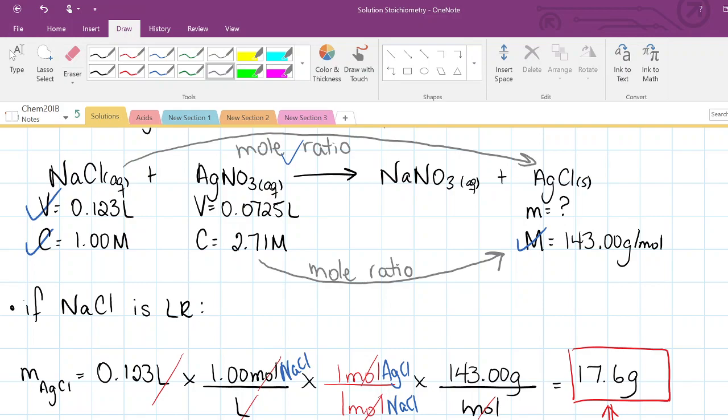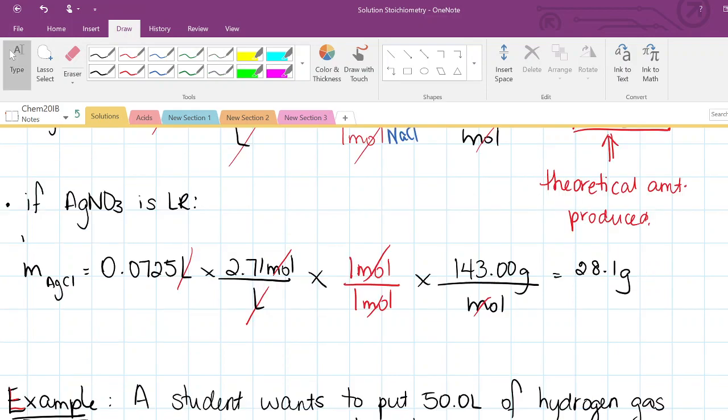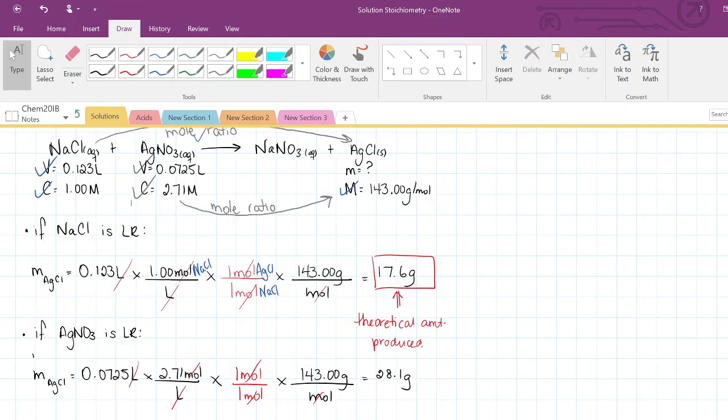So again, I'm going to work through all of my information. I'm going to start with my liters. I'll go back up here and I'll cross out my liters. Make this smaller, maybe so you can see it all at once. There we go. The only other piece of quantitative data is my moles per liter. I want to get rid of this liter, so I'm going to put 2.71 moles per liter. I'm going to have that liter on the bottom so that it cancels with the liter from the volume. And this is moles of AgNO3.